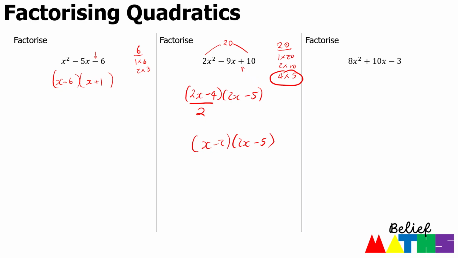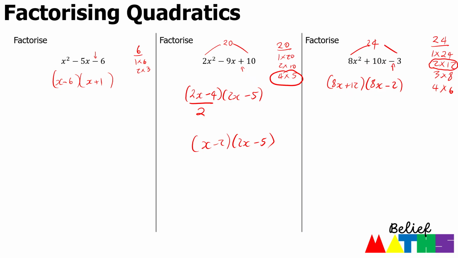Similar idea with the last question, but there's something different that happens as we get further through it. So 8 times 3 is 24. Factors of 24 are 1 times 24, 2 times 12, 3 times 8, 4 times 6. And I need those factors to subtract to make 10. Okay, well that's going to be 2 and 12. So I'm going to have 8x plus 12 and 8x minus 2.